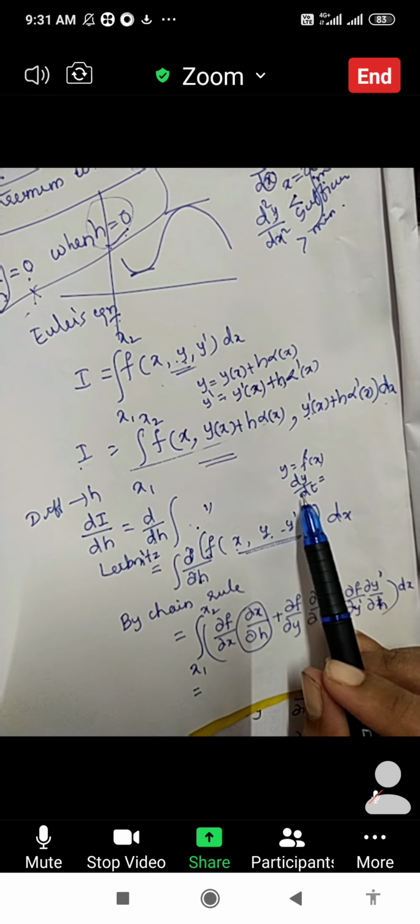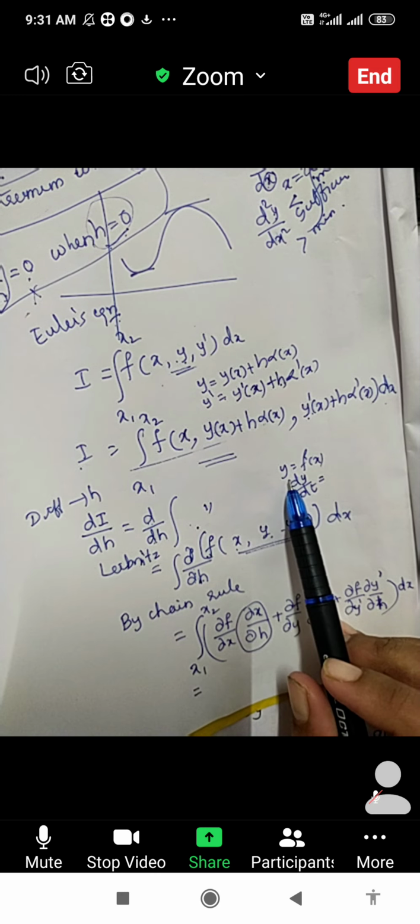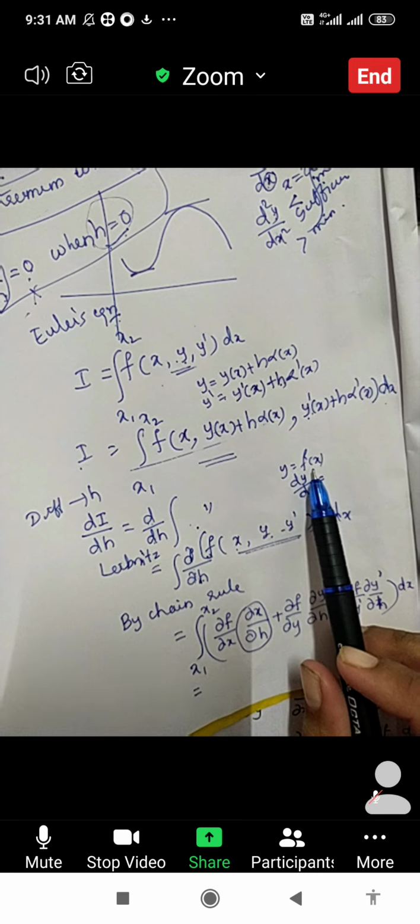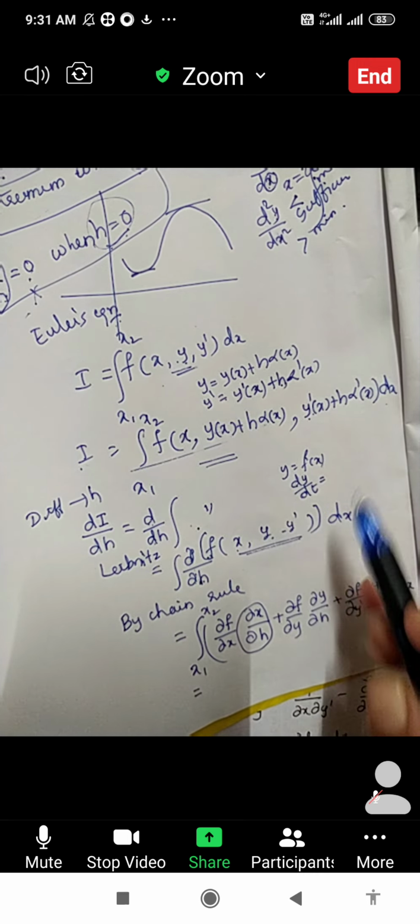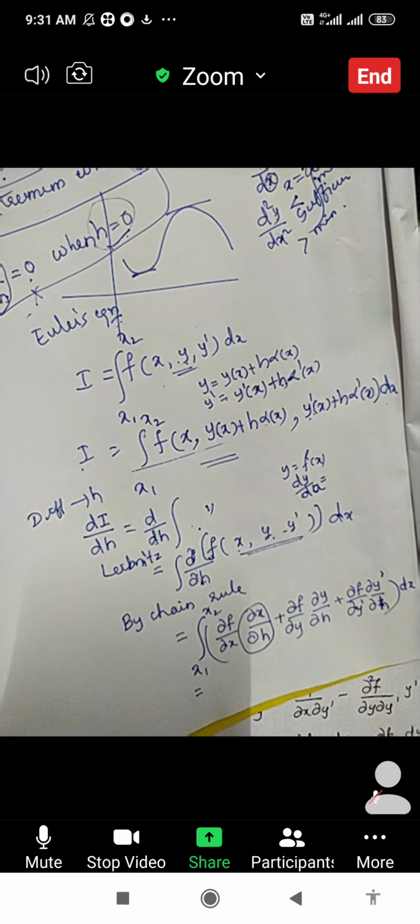If you have y as a function of x, and I am finding the derivative of y with respect to t or some a, what is the value?